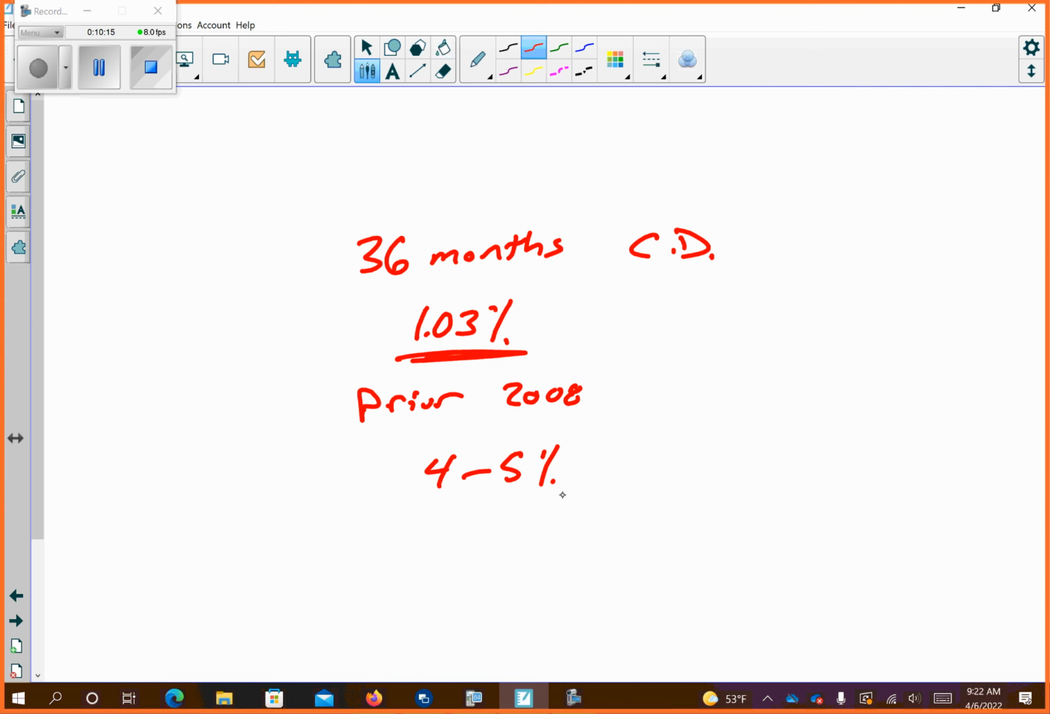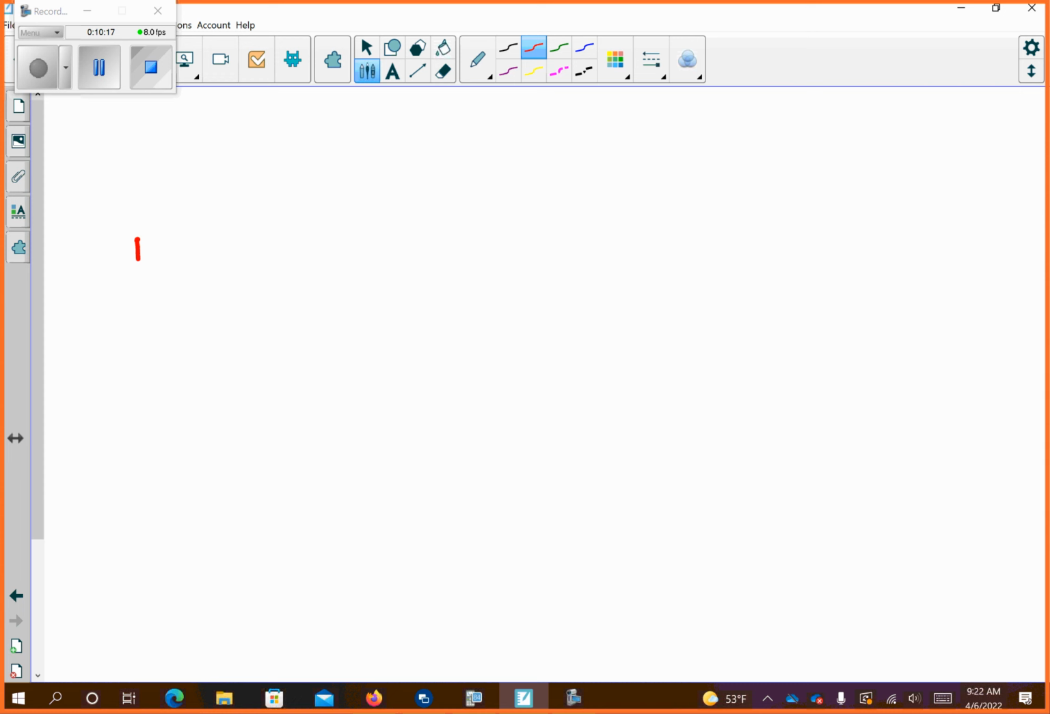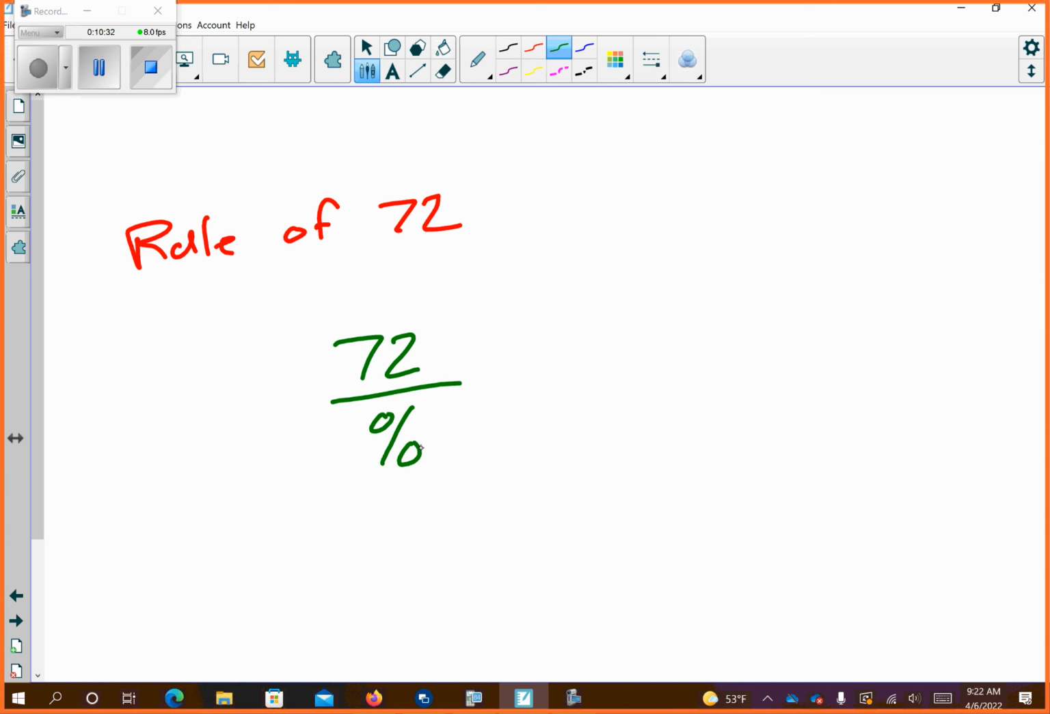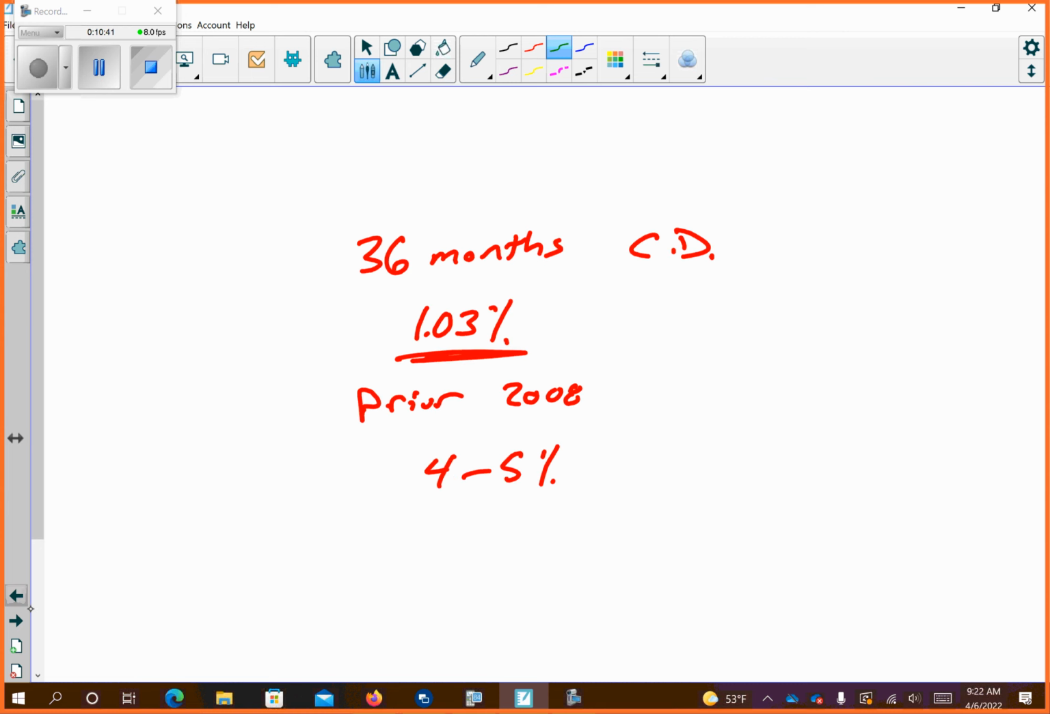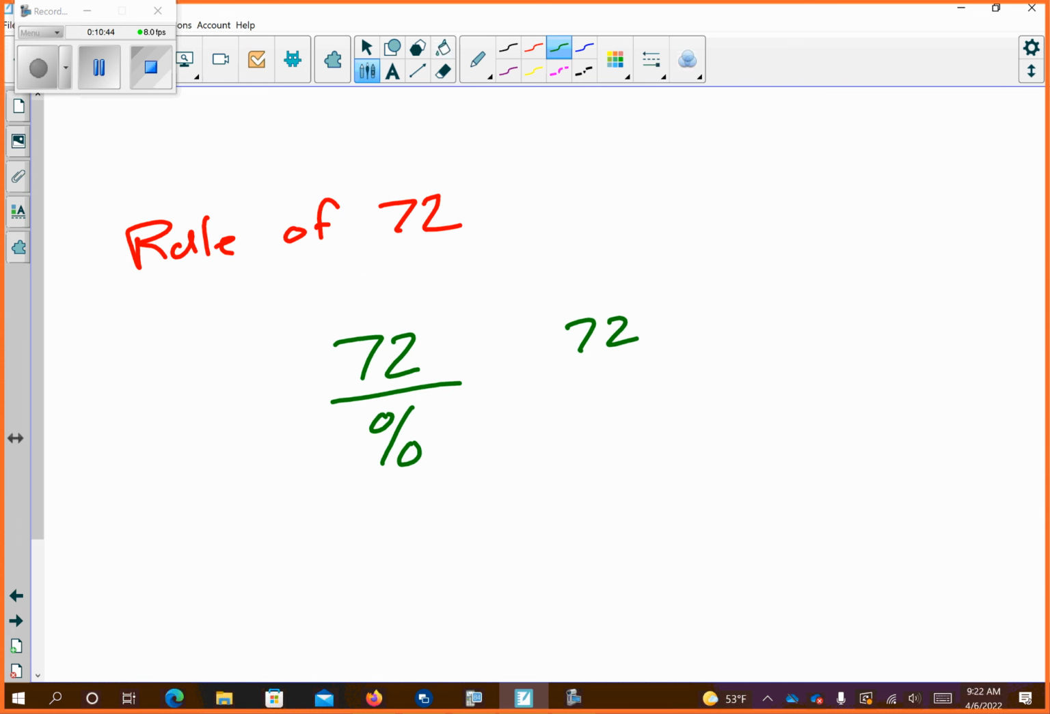This is a general rule. They call it the rule of 72. Okay, and this is what we do for the rule of 72: you take 72 and you divide it by whatever percent interest you would get, and that would tell you how long it would take for you to double your money. Well, that account that was 1.03, if I went 72 divided by 1.03, it would take you about 70 years to double your money.